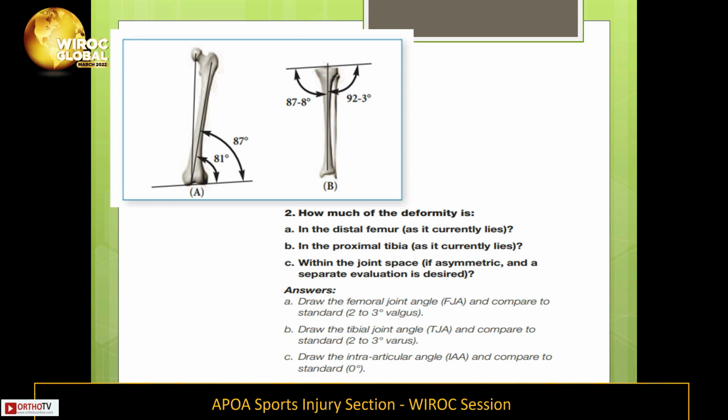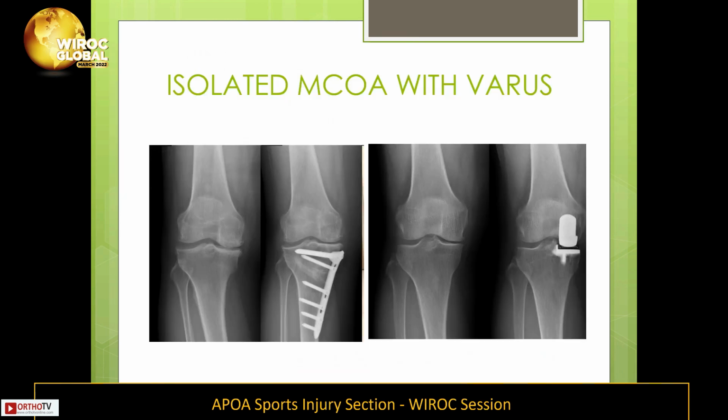occurring at a particular level. So this was a basic concept of medial compartment deformity at the level of the knee, femur or tibia, and how we calculate the angles.